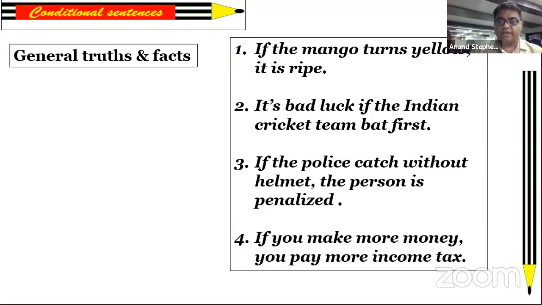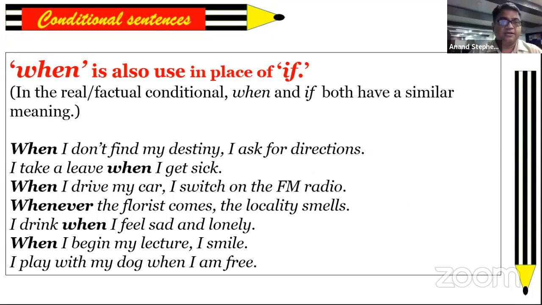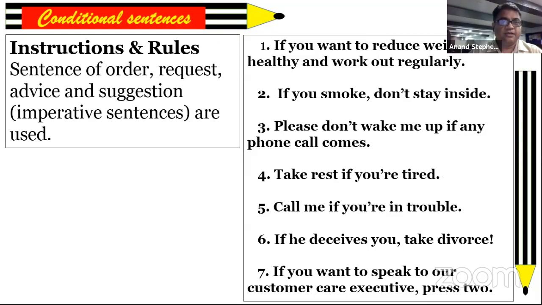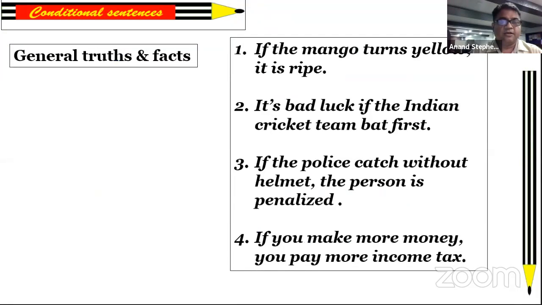Archie, if I ask you to frame some sentences based on this, can you frame some sentences? Any scientific truth, any government instruction, any sort of habit, action born of habits. Here we studied. Okay, general truth: if the mango turns yellow, it is ripe. It is bad luck if the Indian cricket team bats first. If the police catch you without a helmet, the person is penalized. If you make more money, you pay more income tax. Okay.